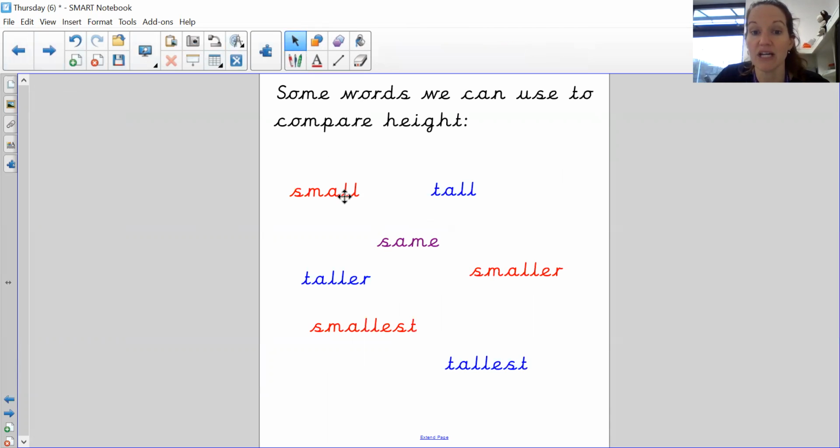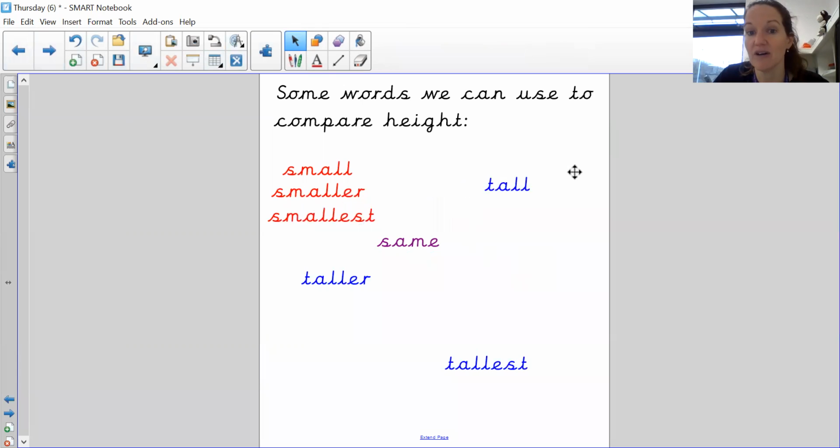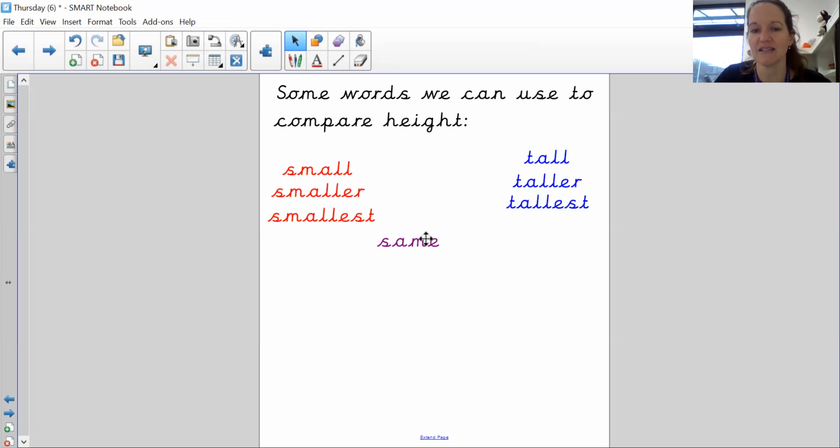So we have, my turn, your turn. Small, smaller, smallest. Well done. We have tall, your turn. Taller, tallest. Fantastic. And then we have same. So when we look at height, we're looking at how tall something is or how small.